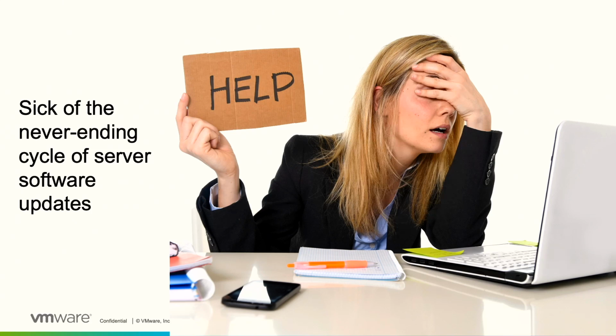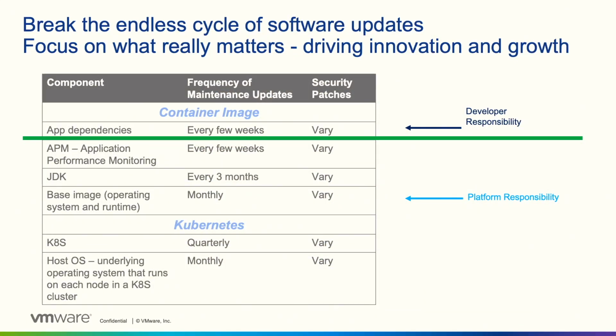So this is where one of the key principles that we talk about is auto-patchable. So you can break the endless cycle. The way you break it is you focus on the app code and your app dependencies. Any changes that need to be done, you do it and you take care of it. And the platform will take care of everything underneath the green line. And this happens because the container images are built in a way that they are auto-patchable.